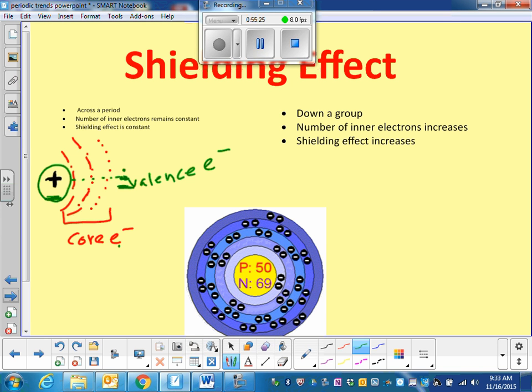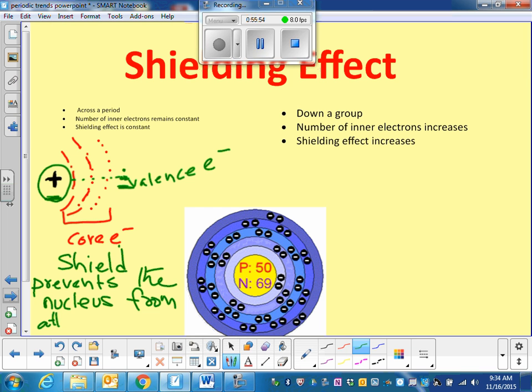So, if there are core electrons, do you think this nucleus can attract this valence electron? It doesn't become harder? Yes or no? Each layer of electrons acts as a shield. Does that make sense? And what does the shield do? Prevents the nucleus from attracting the valence electron. Yes or no? Does that make sense? Do you understand it?